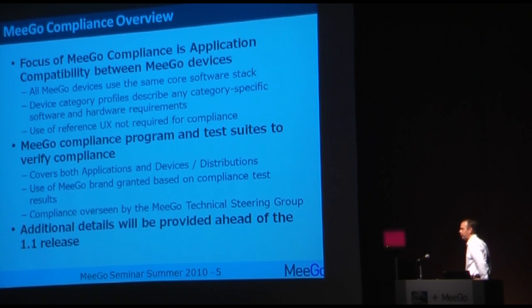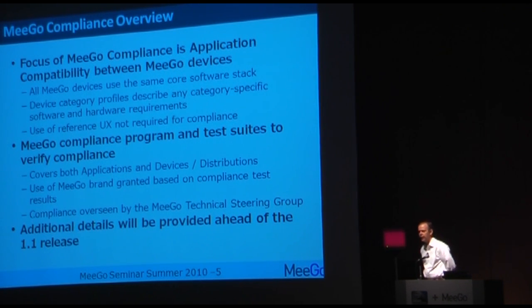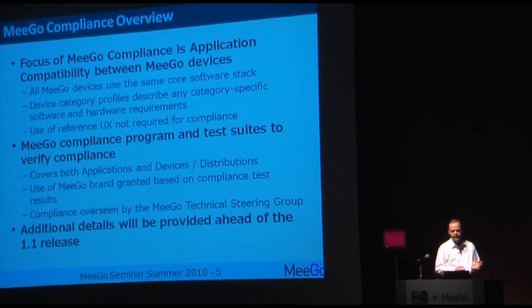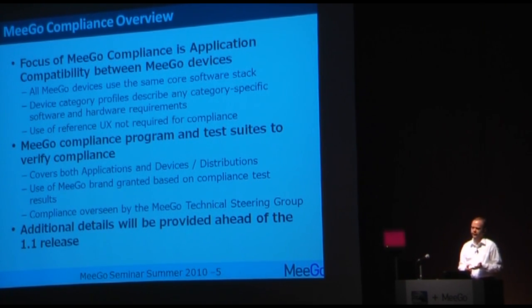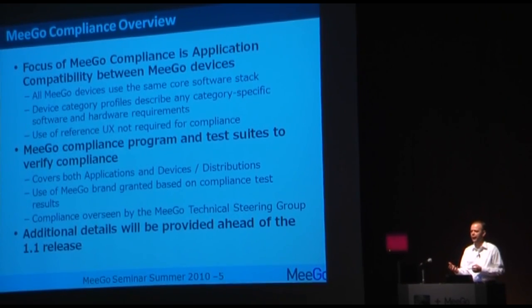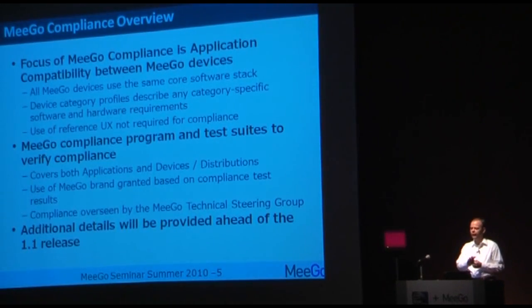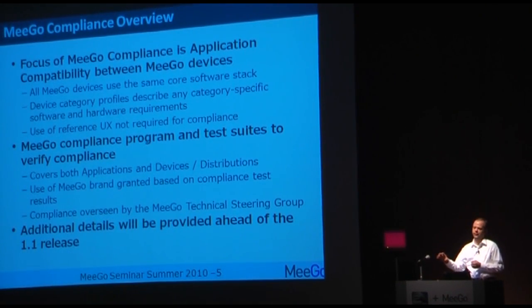I want to talk a little bit more about MeeGo compliance. I think we touched on it a bit earlier today. This is something that we're in the process of building and bringing out more information on. The focus of MeeGo compliance is application compatibility between devices. It's extremely important that we can give to the application developers a promise that if they write their application so that it's MeeGo compliant, they can be assured that it will run on any MeeGo compliant device.